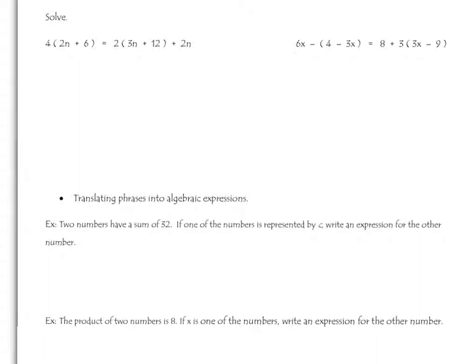In the first one, we use the distributive property, and we get 8n plus 24 equals 6n plus 24 plus 2n, and all I did was distribute. 4 times 2 is 8n, 4 times 6 is 24. On the right, 2 times 3 is 6n, 2 times 12 is 24. And now we combine like terms on the right.